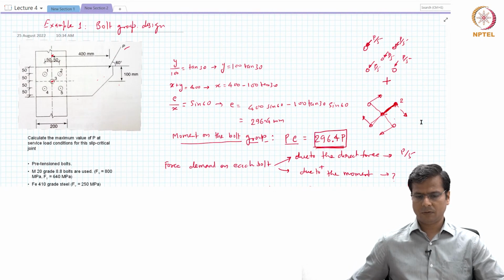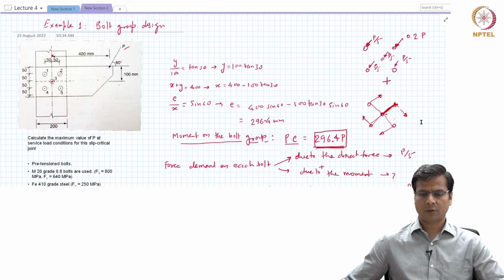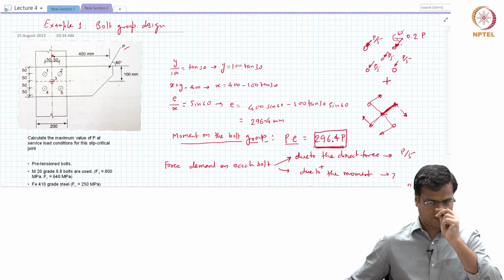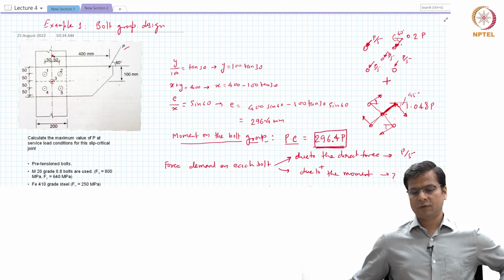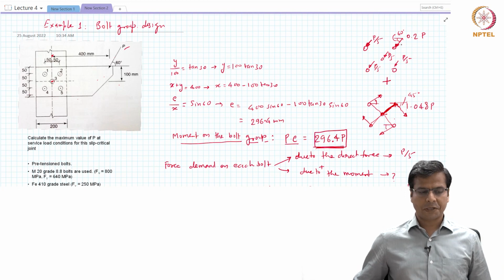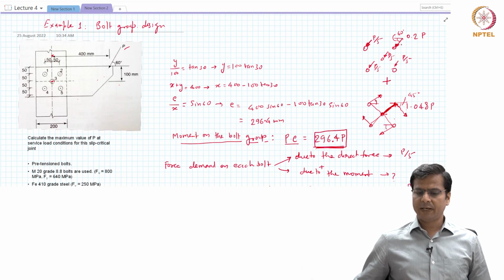So now here we know that this value is 0.2 P, which is acting at a 60-degree angle from horizontal. This angle is 60 degrees. And this force is basically 1.048 P. And this is acting at 45-degree angle from horizontal, but at different angles. All of them are 45, but in different directions. We need to find the total force demand on each bolt and make sure that each bolt is safe, right? But do we really need to do that?